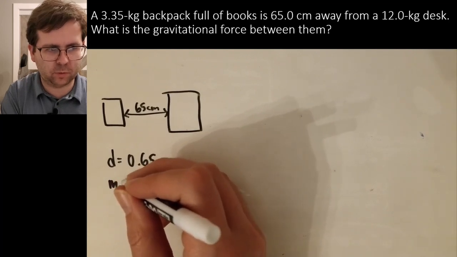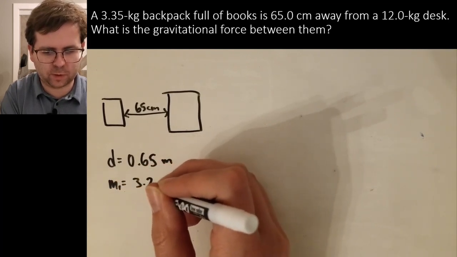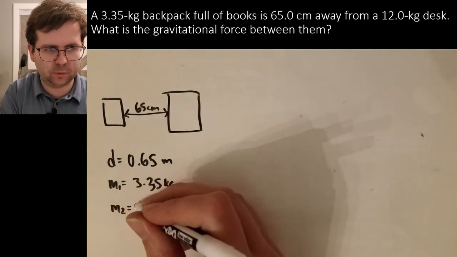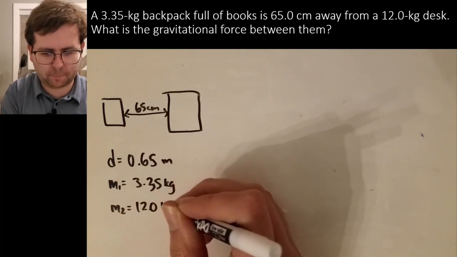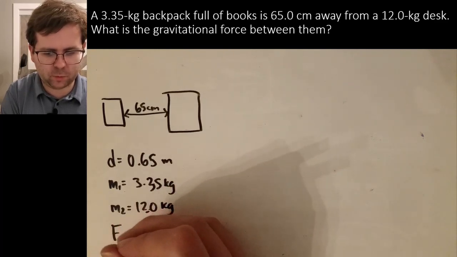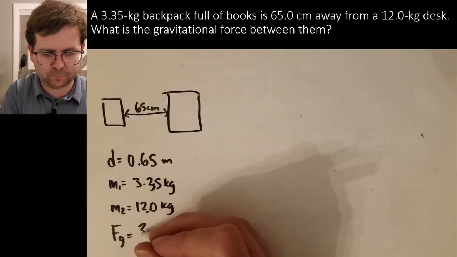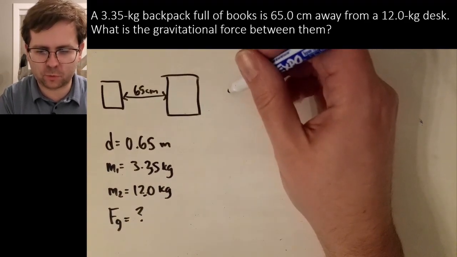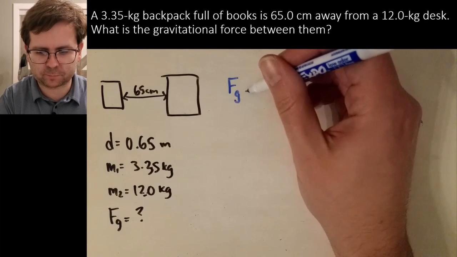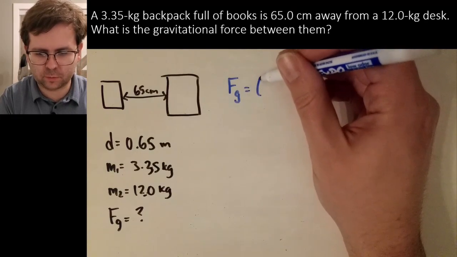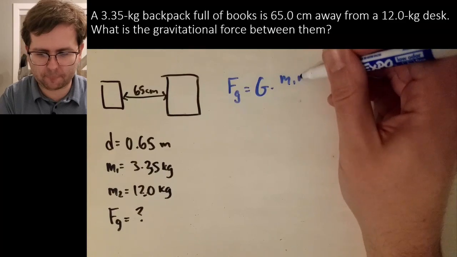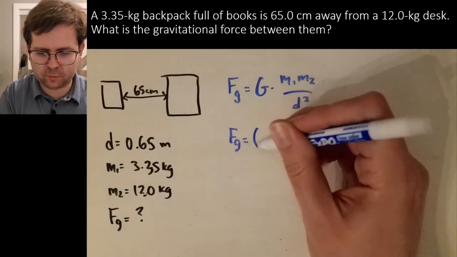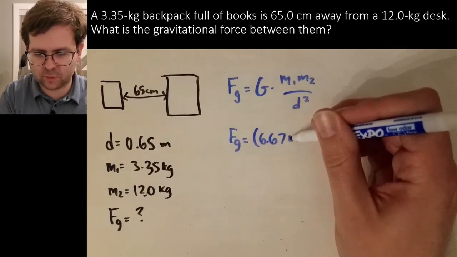The mass of the first object is 3.35 kilograms. The mass of the second object is 12.0 kilograms. And we want to know what is the gravitational force between them. So we're going to use the same equation. This time the numbers will start out a little bit smaller. So we're using this equation again. We still have the same gravitational constant each time.